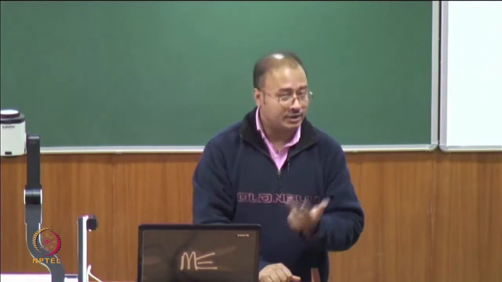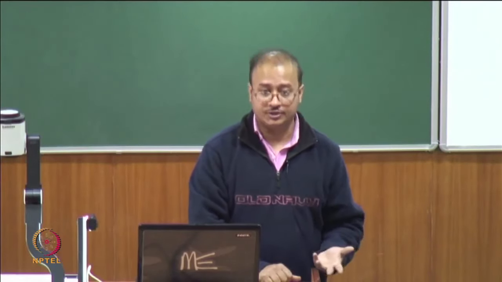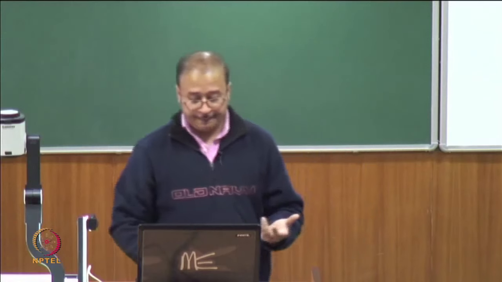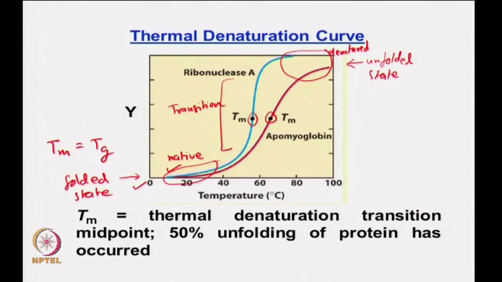One is the transition where the actual transition occurs, the sharp change, and the other one is your post transition, right. Now, the other thing we said was if you look at these two important parameters, Tm for both the proteins. So, what is Tm?